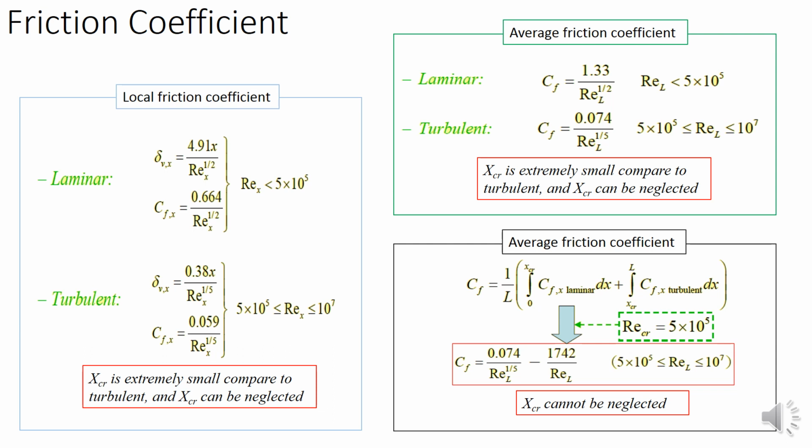So based on what I explained for the friction coefficient, I can summarize as follows: we have the local friction coefficient for laminar and turbulent, then we have the average friction coefficient also for laminar and turbulent, and last we have the average friction coefficient for combined laminar and turbulent flow.